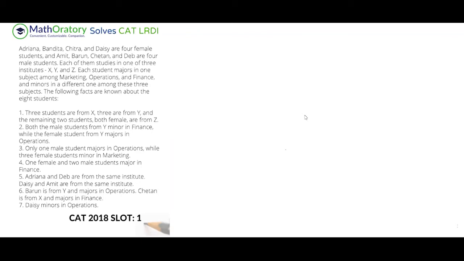So first thing, this is the one I'm talking about. Collecting this information might be effective, so let us do that. There are three students from X, three from Y, and the remaining two students, both female, are from Z. So how to collect this? What I'm going to do is indicate the squares and circles to begin with, so later on this would be visually easy to understand also.